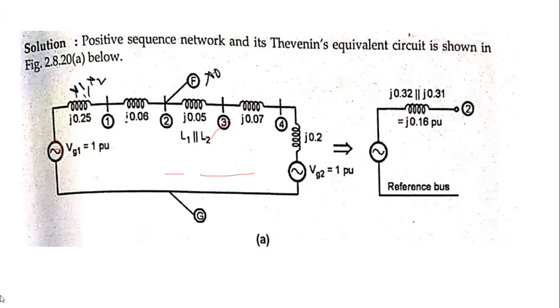How will we simplify? The fault will be obtained at this point. Therefore, we calculate the equivalent reactance up to this point. What is the equivalent reactance? That is J0.025 plus J0.06. What is that value? That is J0.31.